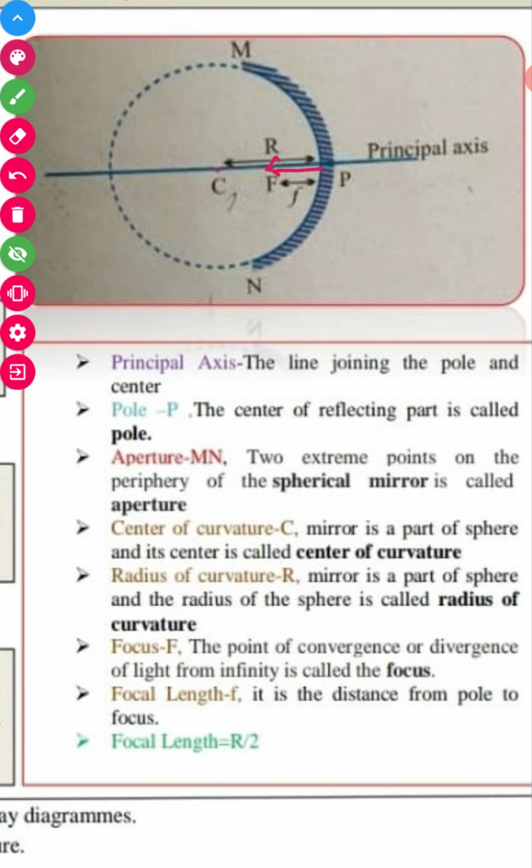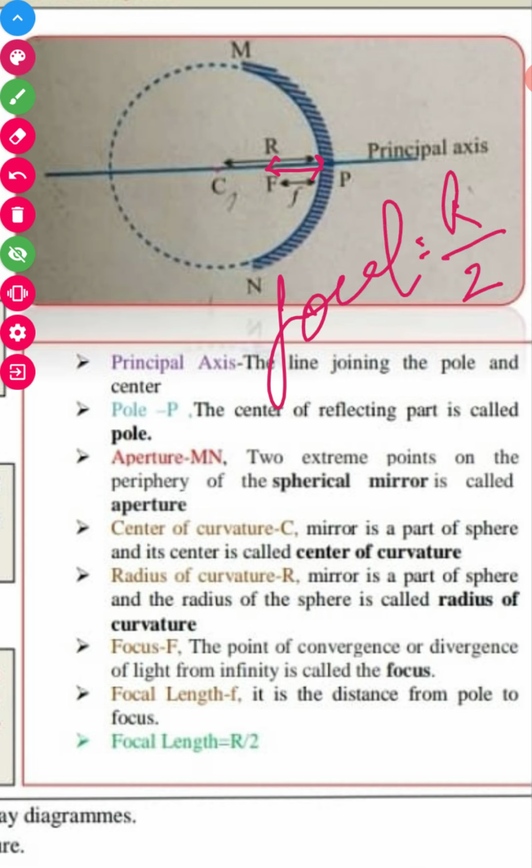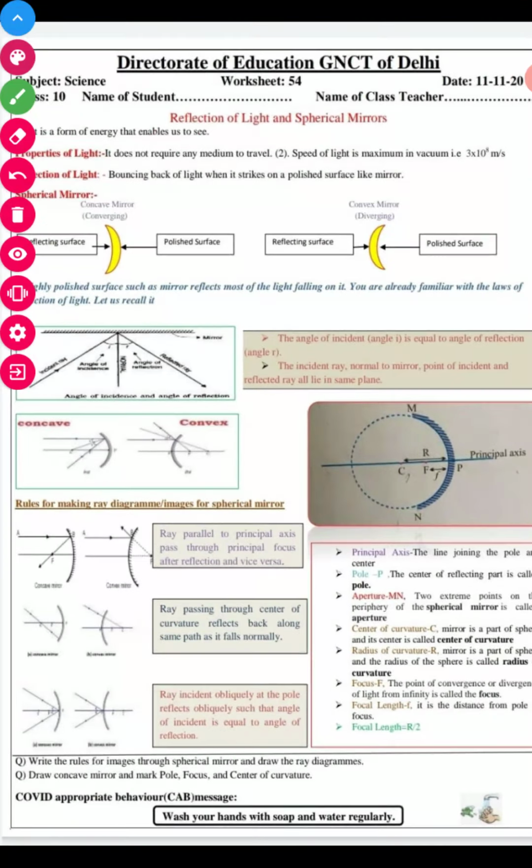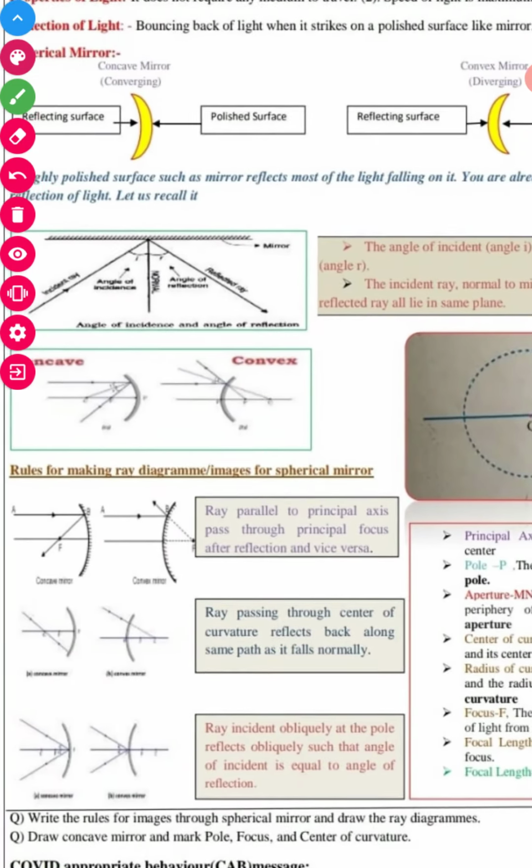You see, this is your focal length. And how do we calculate this focal length? Its value is R by 2. It means if we take the radius of curvature from the center of curvature to the pole, then half of it is called the focal length. Okay, so let's do this.